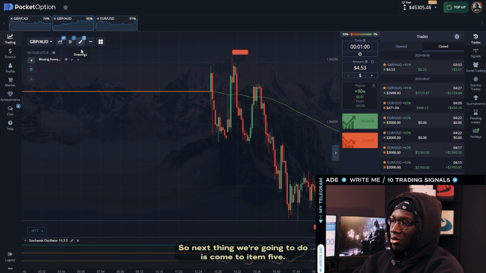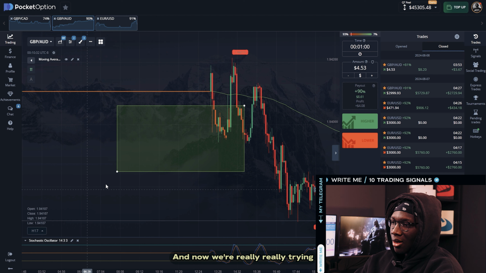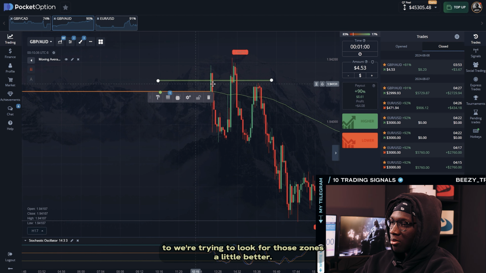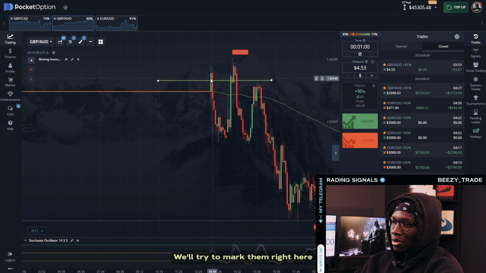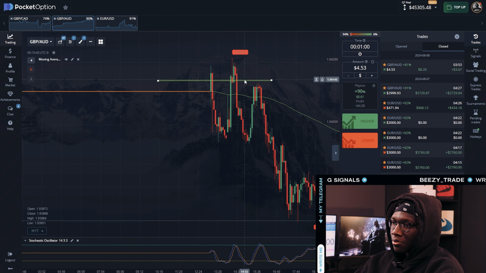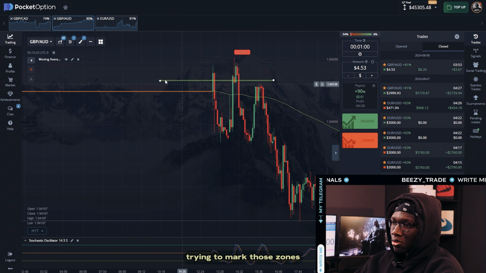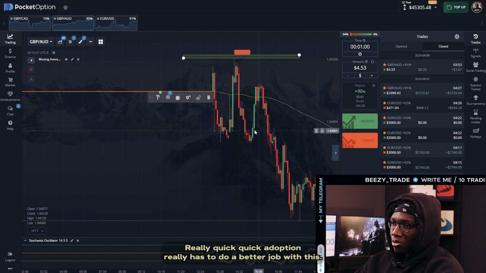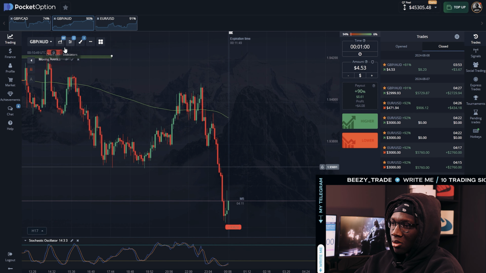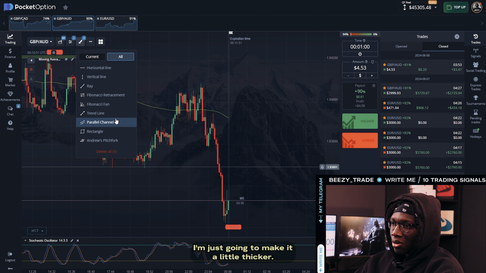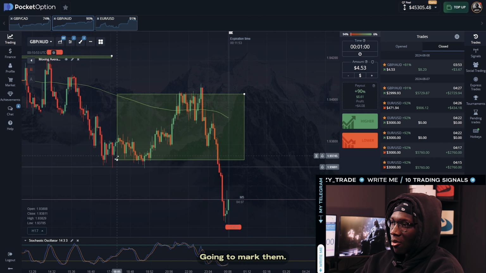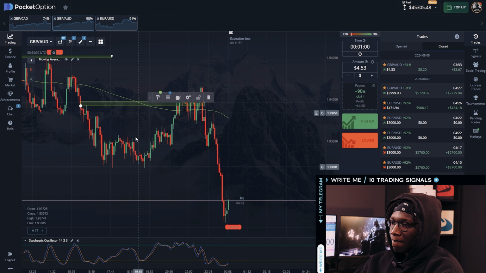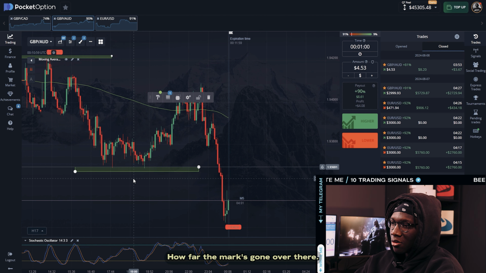Next thing we're going to do is come to our M5, and now we're really trying to look for those zones a little better, and we're trying to mark them right here. Quotex really has to do a better job with this. Okay, I'm just going to make it a little thicker. Going to mark them. Just want to see how far the market is going over there.